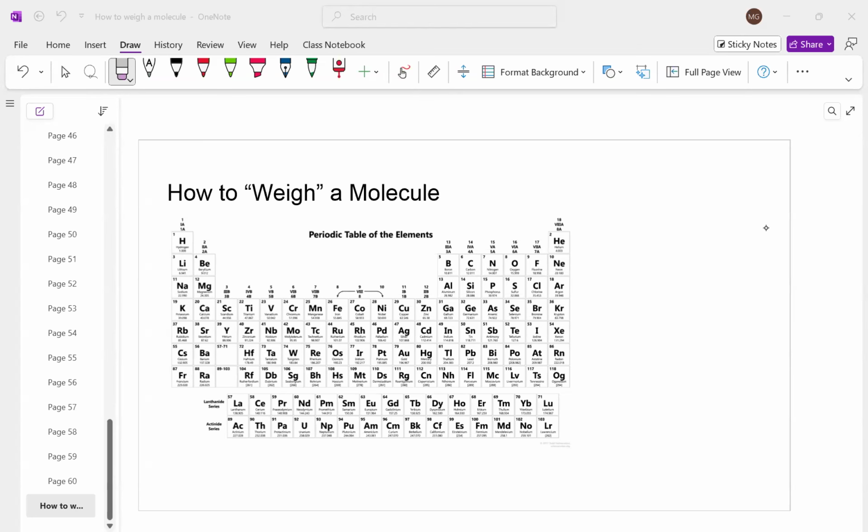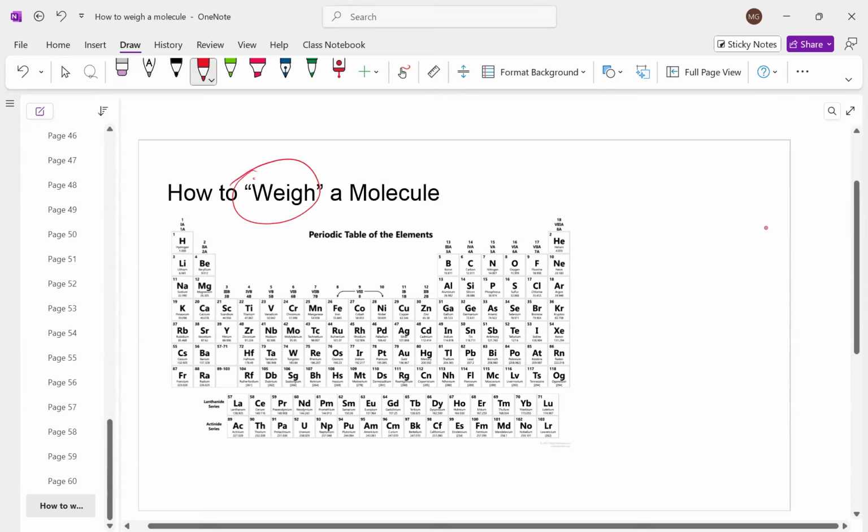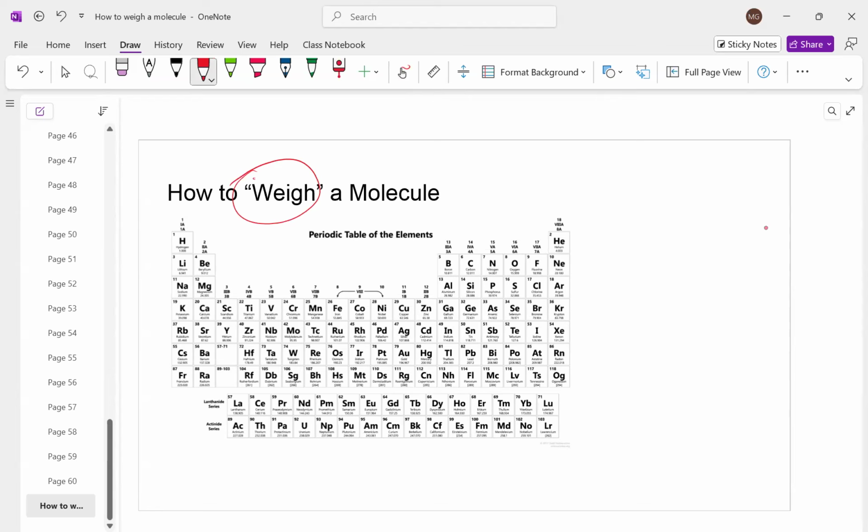The last thing we're going to look at in this unit, now that we know how to draw the structures of compounds, now that we know how to name them, we're going to look at how to quote unquote weigh them. How do we assess the mass of a compound? And what we're going to do right now is just look at a single molecule, or a single atom. And then a little bit later, we're going to put it into much, much bigger perspective.